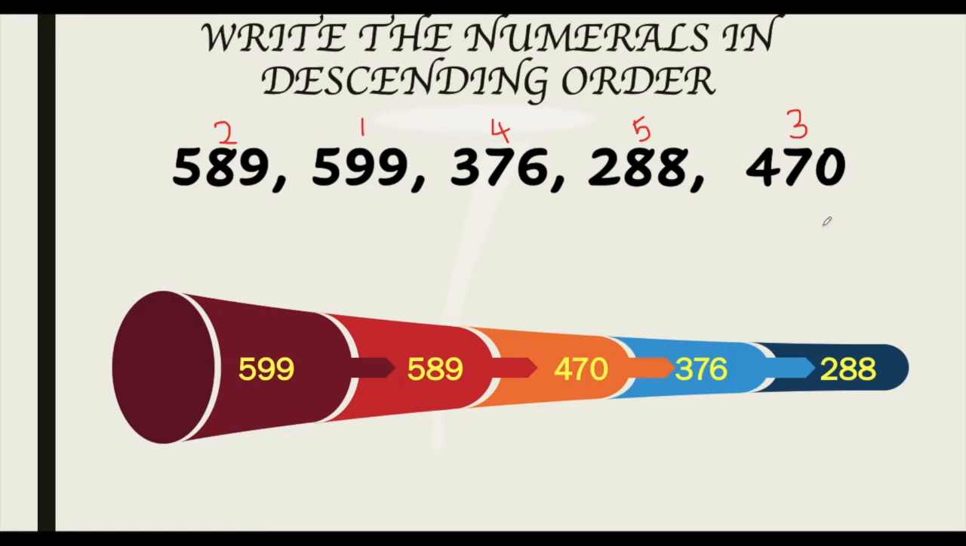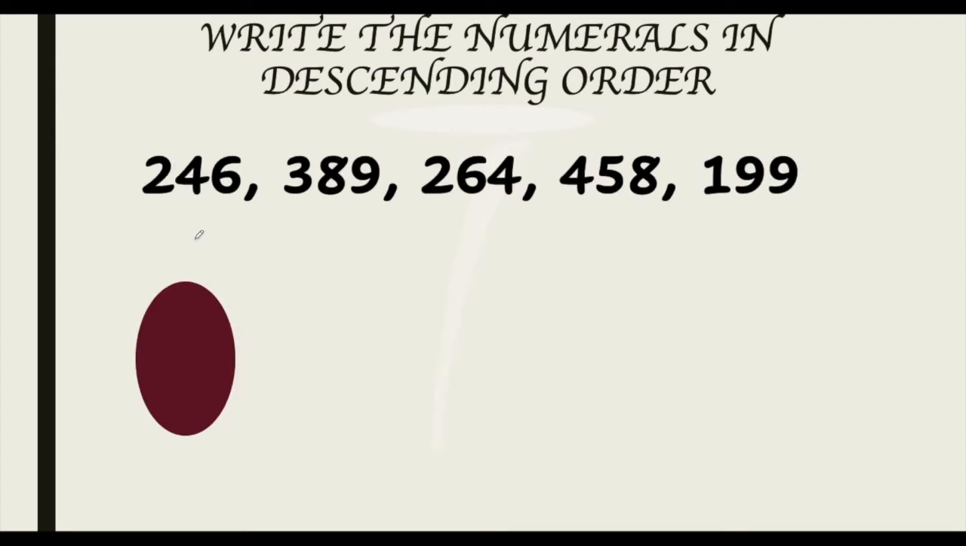Come, let us do another sum in the descending order. Here we have different numbers. So we have to see the numbers in the hundreds place. In 249 we have 2. In 389 we have 3. In 264 we have 2. In 458 we have 4. In 199 we have 1. So among these numbers, which has the greatest number in the hundreds place?